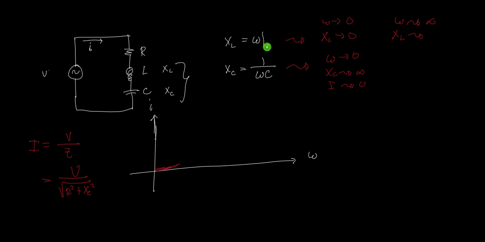Because this is just omega times L, and this also approaches infinity. While for the XC, it's the other way around. When omega approaches infinity, our XC approaches zero, because when you divide a number by infinity, that's just equal to zero. But still we have an infinity here.